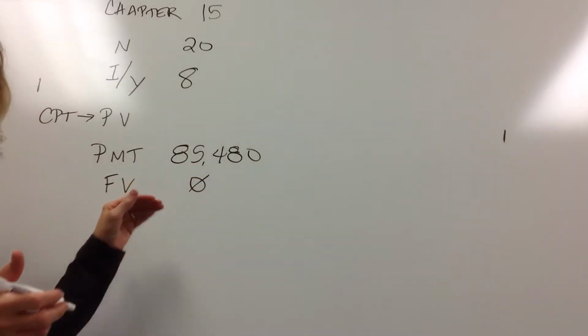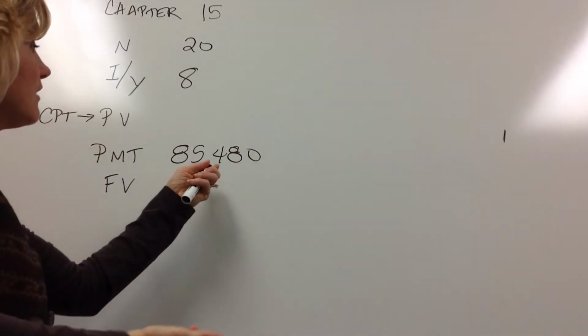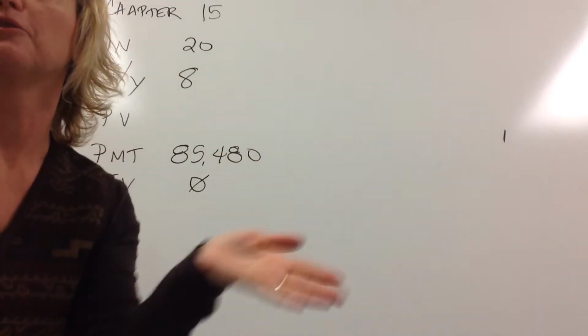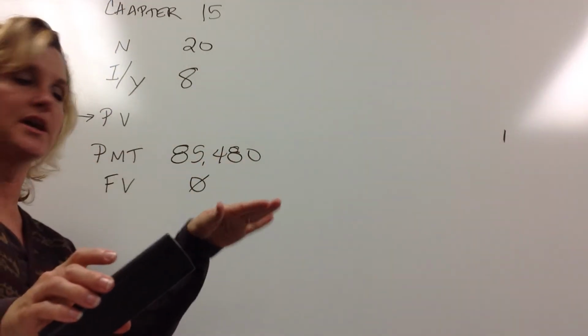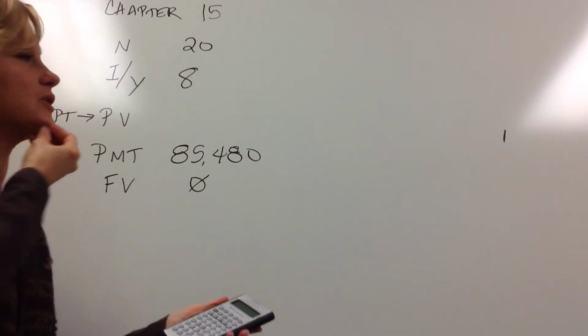And there's no future value. Nowhere in the problem does it tell us that after she gets paid $85,480, at the end of 20 years, she's going to get another $1 million. She's not. She's done after those 20 years. So we'll zero out that future value.